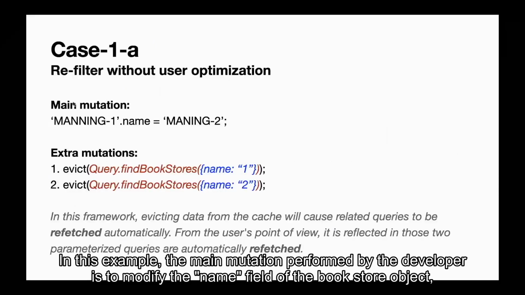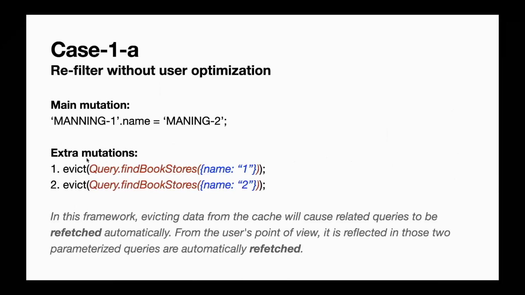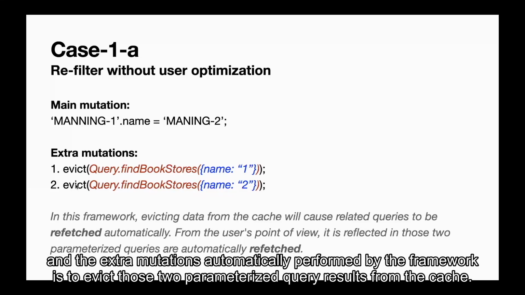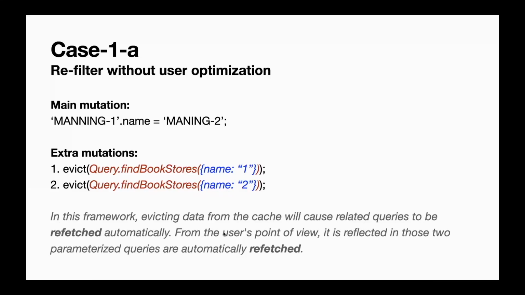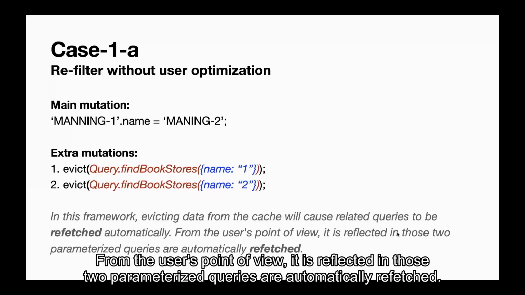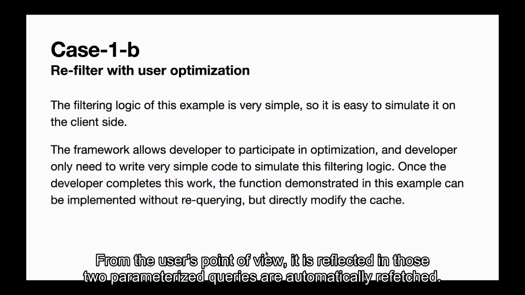In this example, the main mutation performed by the developer is to modify the name field of the bookstore object, and the extra mutations automatically performed by the framework are to evict those two parameterized query results from the cache. In this framework, evicting data from the cache will cause related queries to be refetched automatically. From the user's point of view, it is reflected in those two parameterized queries being automatically refetched.